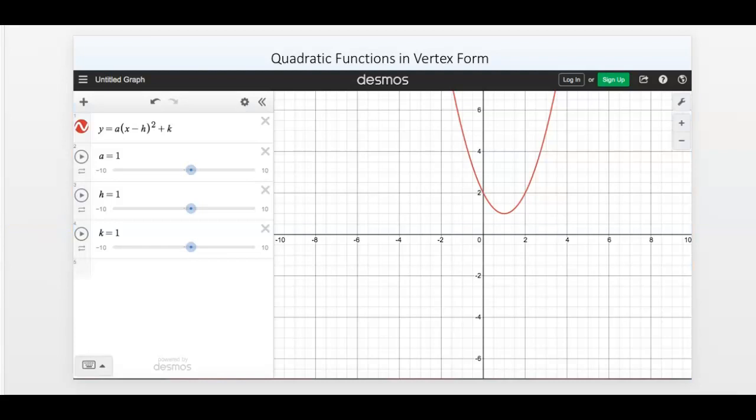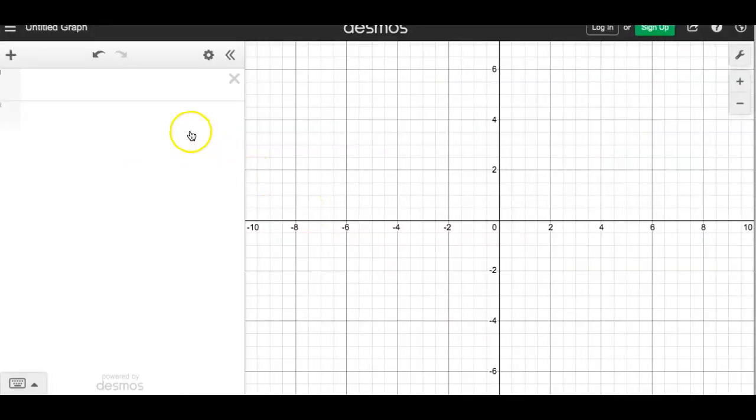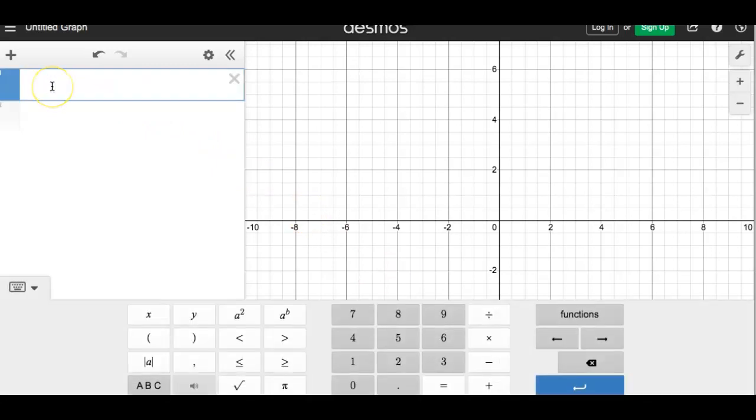Let's look at Desmos. Guys, this is just a screenshot from Desmos, but I'm going to go over there and we're going to set it up. All right, this is Desmos, and I'm going to start from nothing here. If I just say y equals, and let's put our a in there, make a bracket and say x minus h, and put a bracket. And now we're going to put squared, and then we're going to add k.